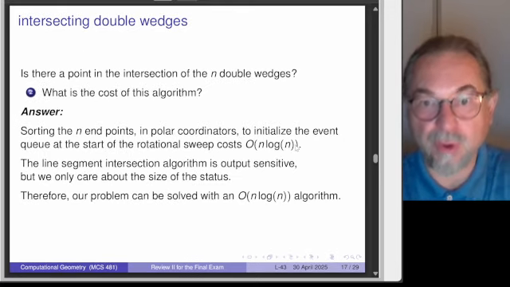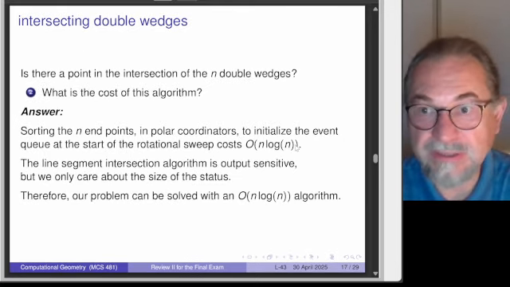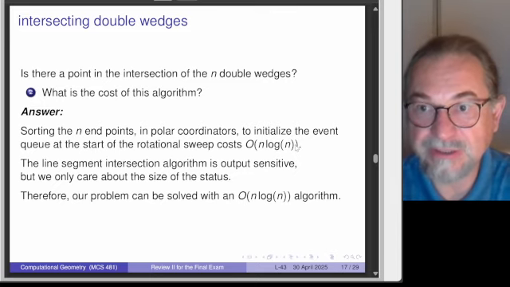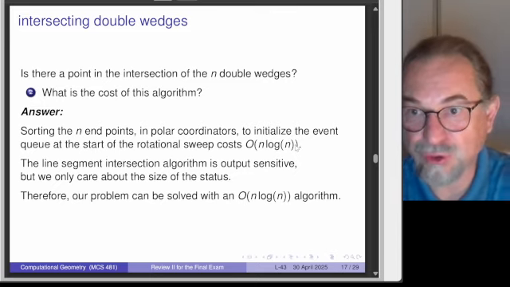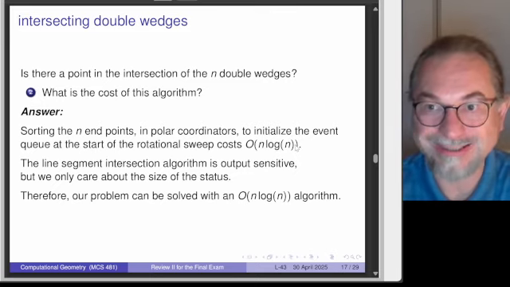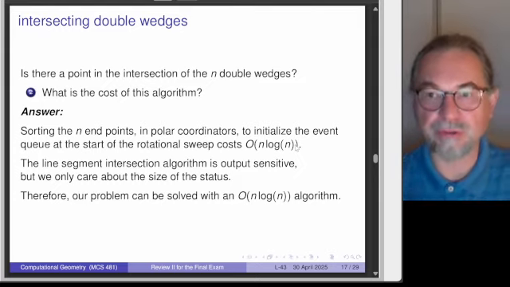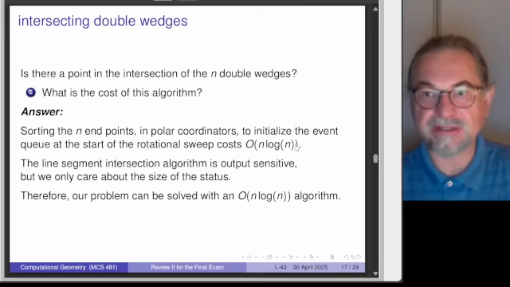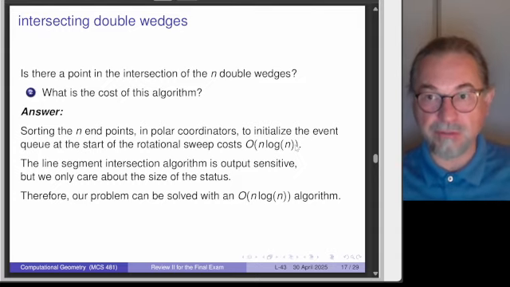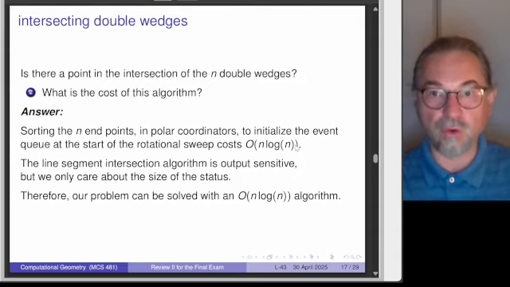Okay, the cost of this algorithm. So we've seen that this line segment intersection was actually our first algorithm that was output sensitive. But here we actually don't care too much about these line intersection points. We don't care where the line segments intersect each other. We only care that the status at some point contains all line segments. And then we can stop.